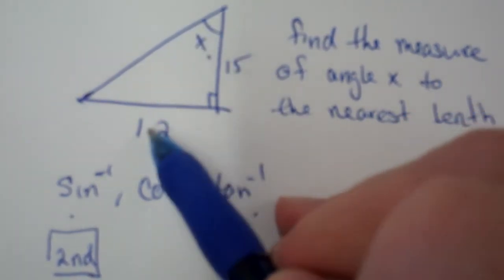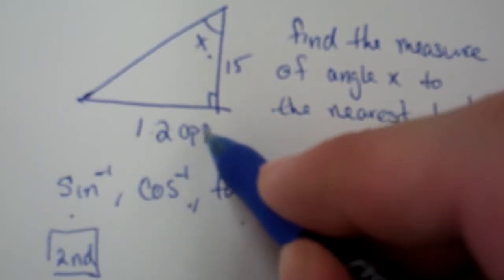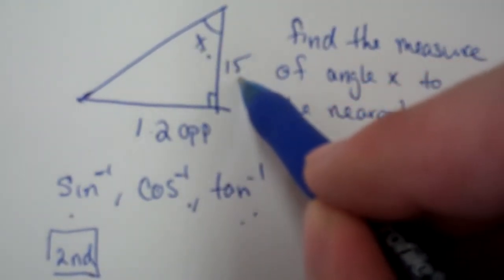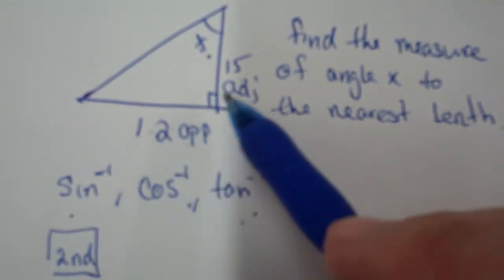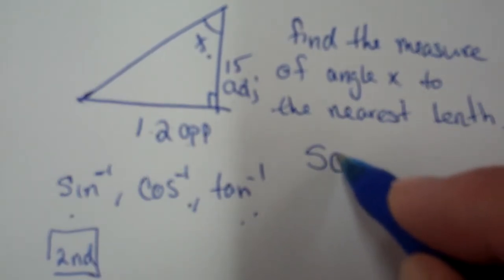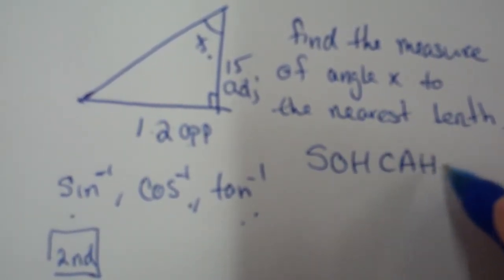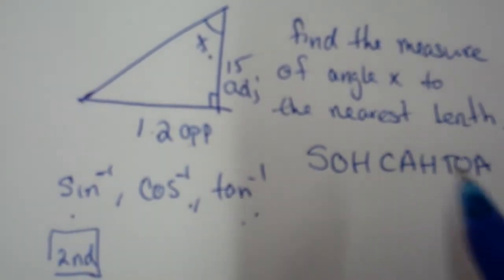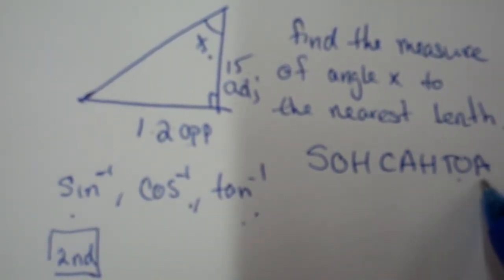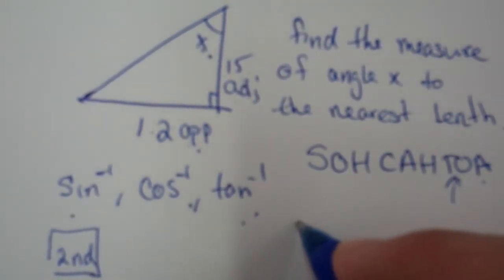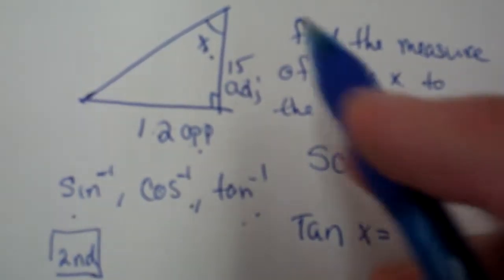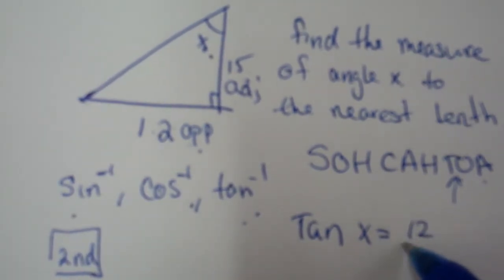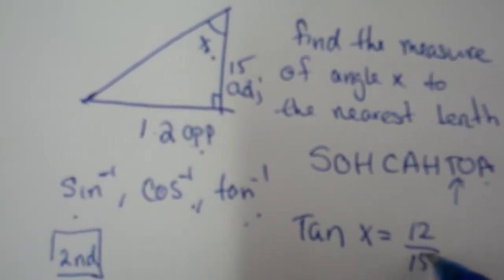If that's my angle, then this is an opposite side. And if this is my angle, then this is an adjacent side. Which one uses an opposite and an adjacent? Well, I can write out SOH CAH TOA to help myself remember. It looks like this uses an opposite and an adjacent, and that's what I have. So I'm going to use the tangent to get started. The tangent of my unknown angle is equal to the opposite over the adjacent.